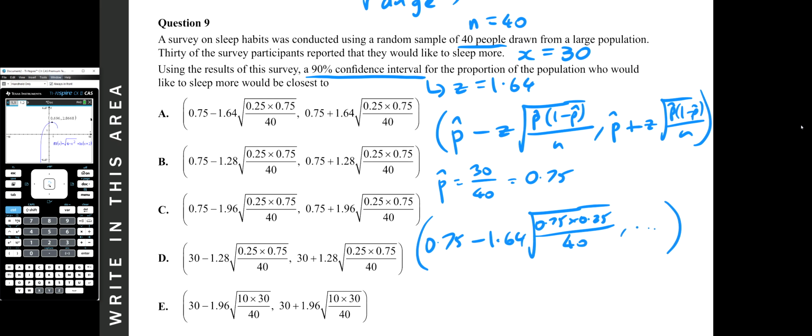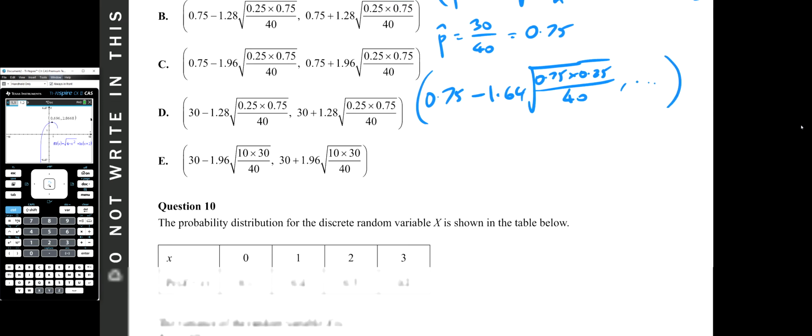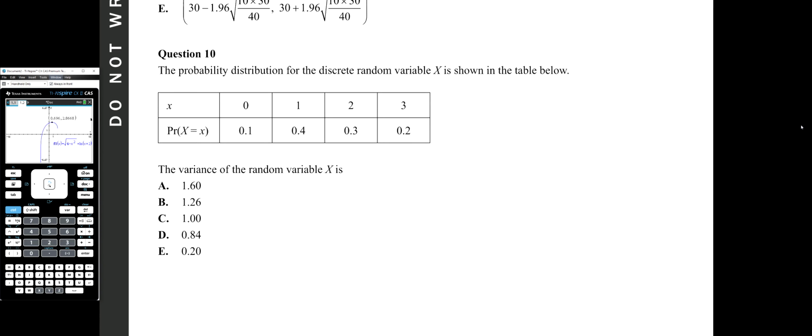And basically the second part would be the same as well. So you're looking for this exact setup right there, and looking at the options, we're looking at option A, 0.75 minus 1.64. Just double check that it looks right, and the right hand side looks like it's the same thing as well. Perfect, so the answer is A. Right, moving on to question 10.